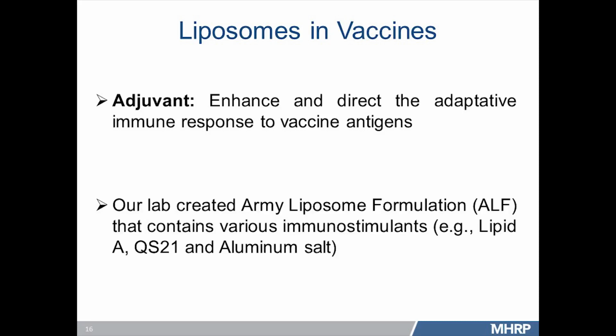Our lab has created army liposome formulations named ELF, and these ELF types of liposome are many in the lab now. There are many subtypes, and that depends on the concentration and the combination of immunostimulatory molecules inside them. So, for example, monophosphoryl lipid A, most commonly called lipid A, and saponin QS21, and aluminum salt, aluminum hydrogel, are the most common that we use. Depending on their concentration and combination, these ELF type liposomes can be further defined.